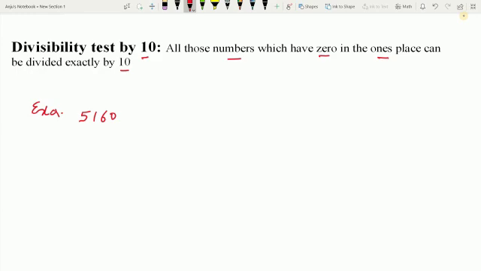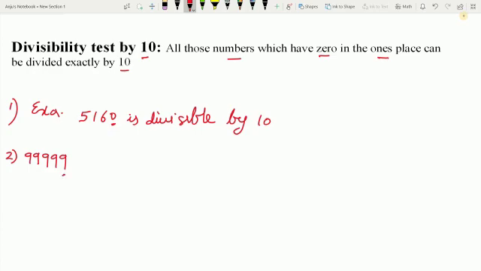So let us take one example and here I have taken number 5160 and the ones place digit is 0. Therefore, 5160 is divisible by 10. Take one more example and here I have taken 99,999 and here ones place digit is not 0. Therefore, this number is not divisible by 10.